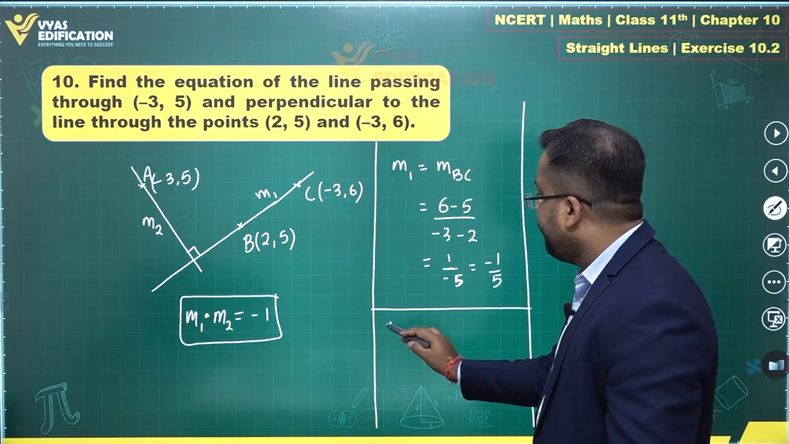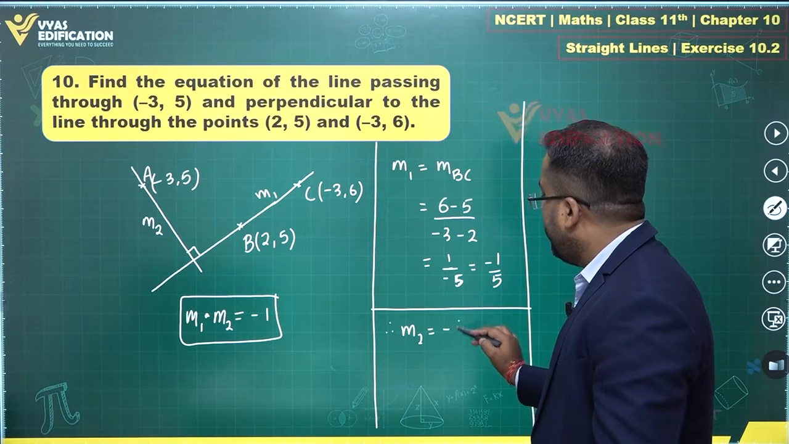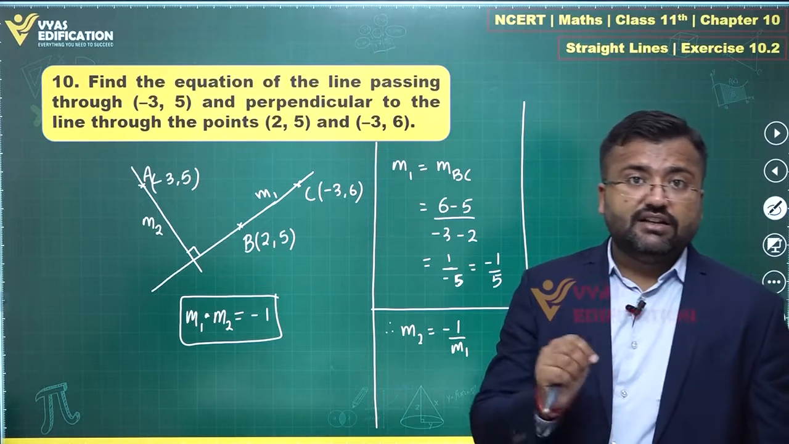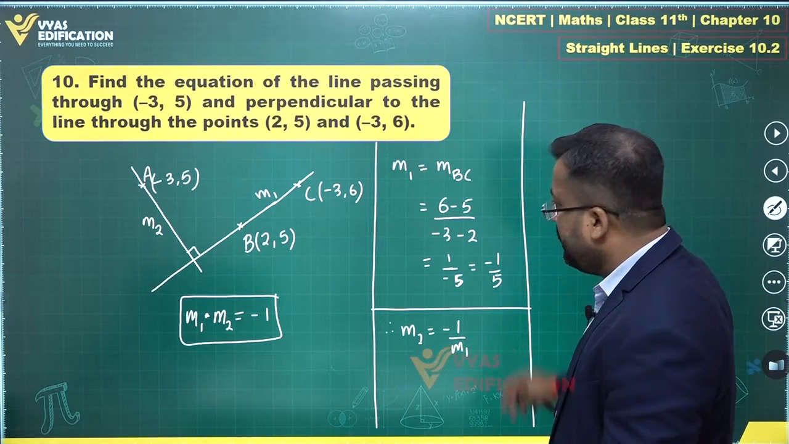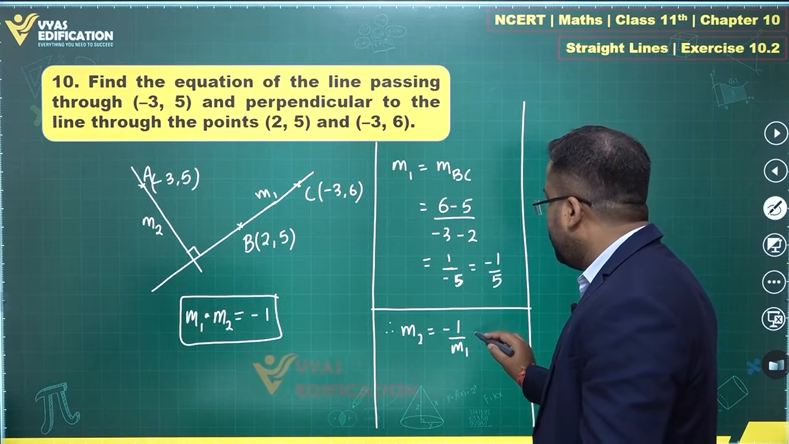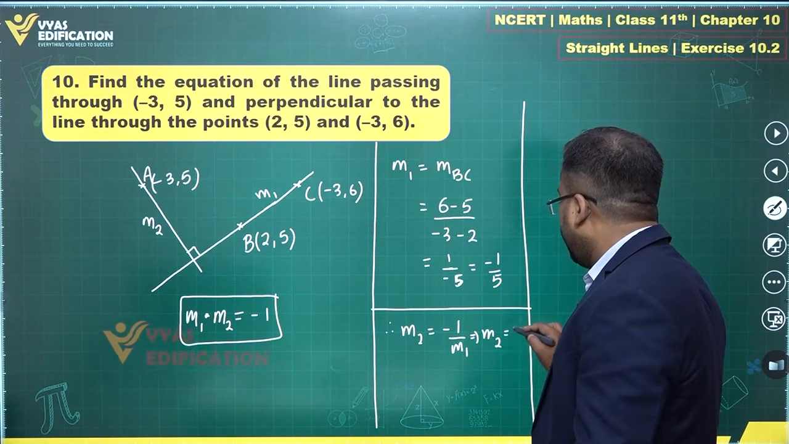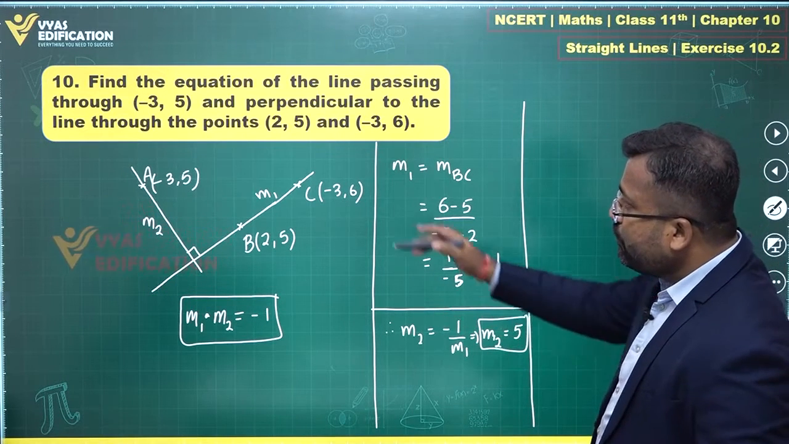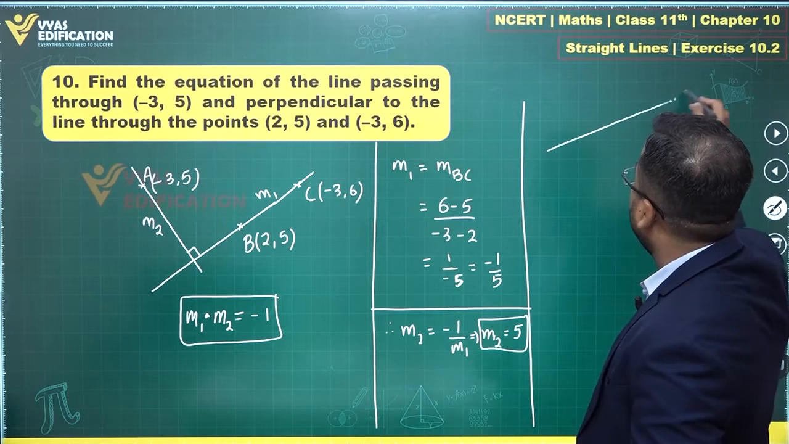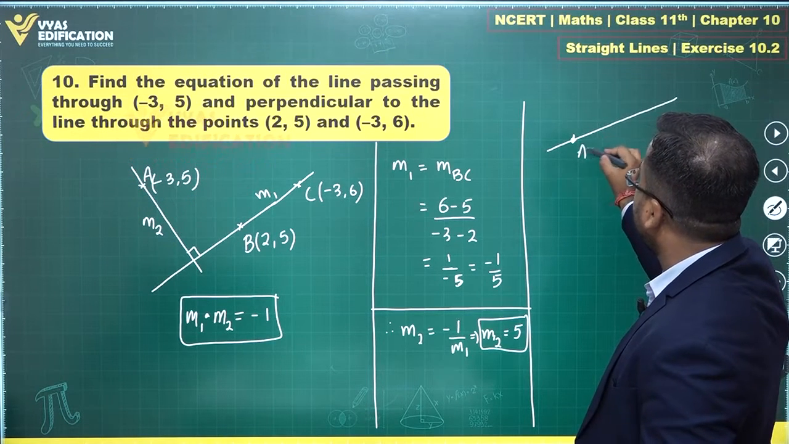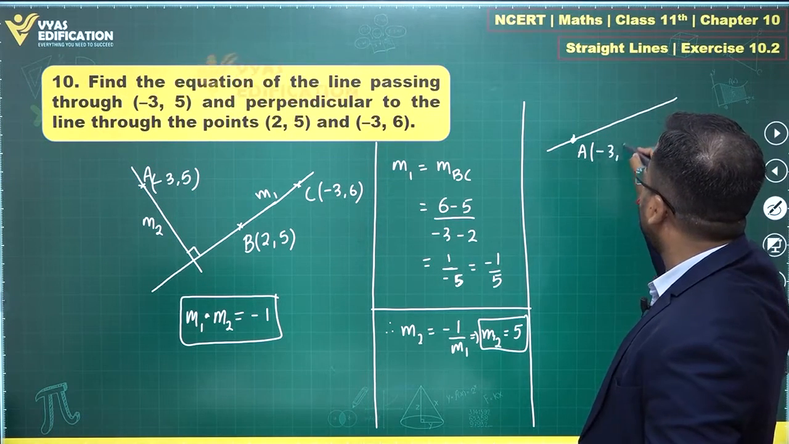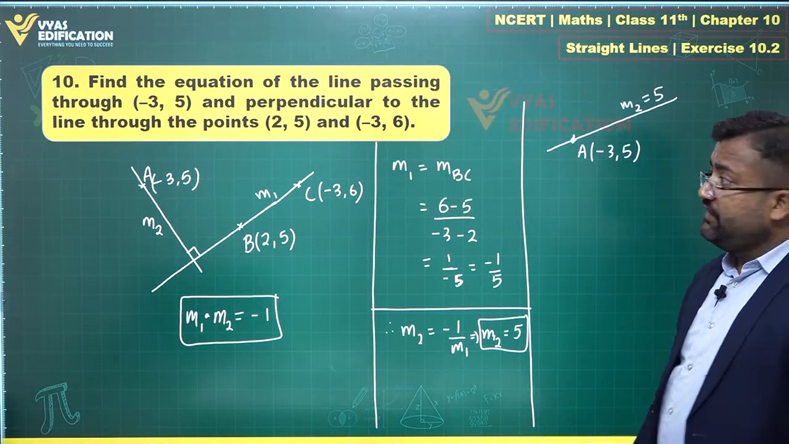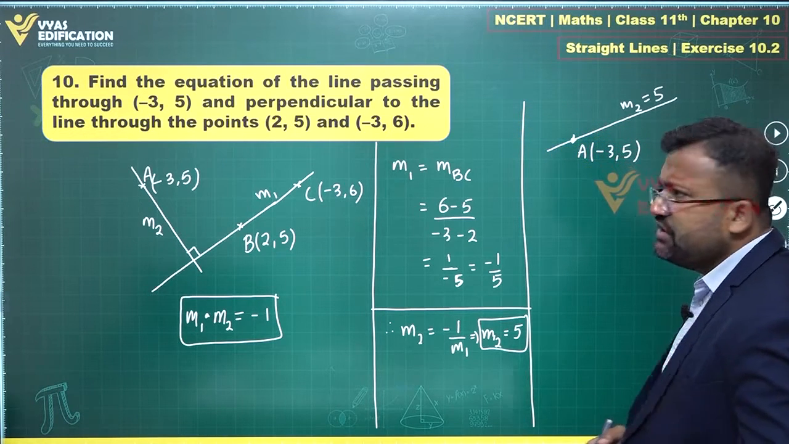Therefore, m2 is equal to minus 1 upon m1, the negative reciprocal: taking the reciprocal and then multiplying with the minus. The reciprocal will be minus 5, and multiplying with the minus, this tells me m2 is equal to 5. Pretty interesting, right? Now, once we have found m2 and we are given A, let's draw this diagram. This is point A, which has coordinates (-3, 5), and this is m2, which is equal to 5. Once we know these two things, we can easily use the point slope form.